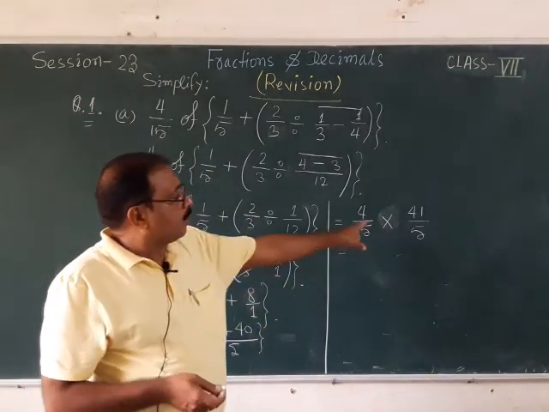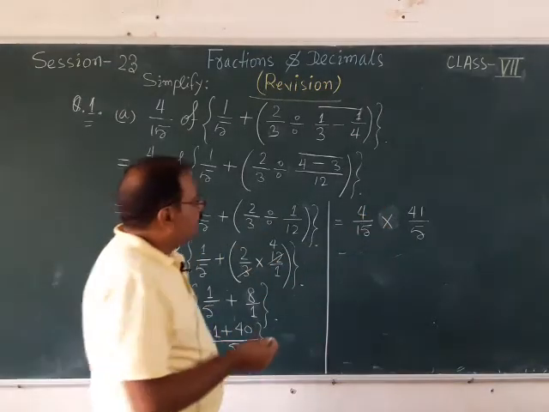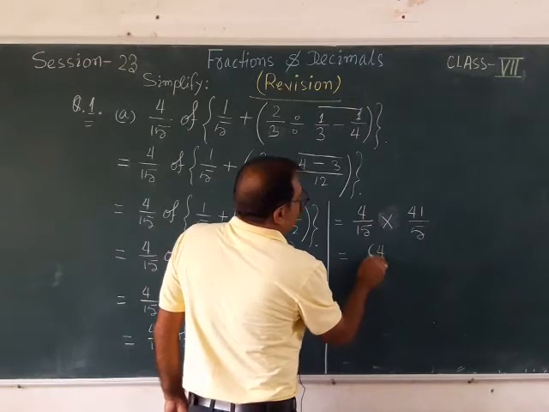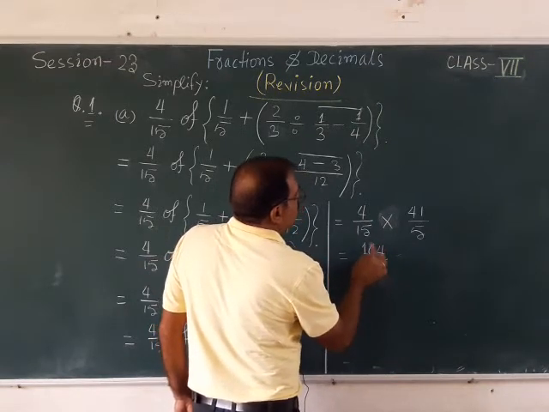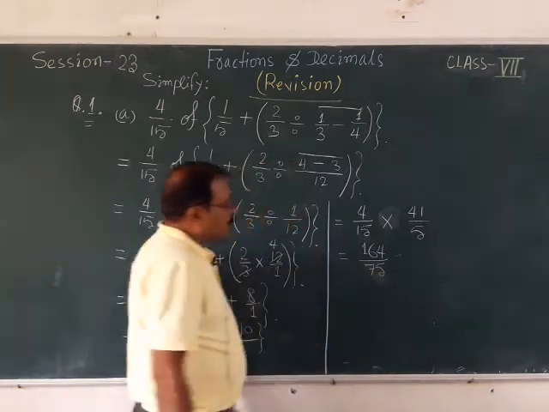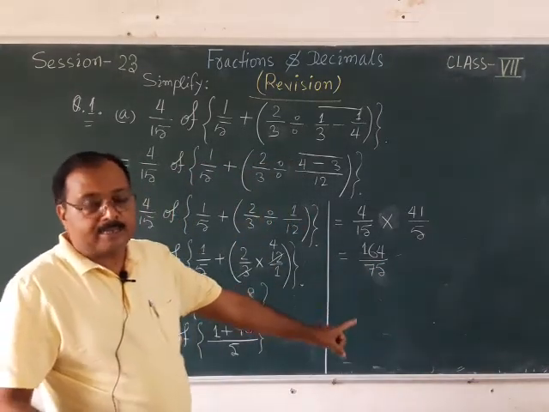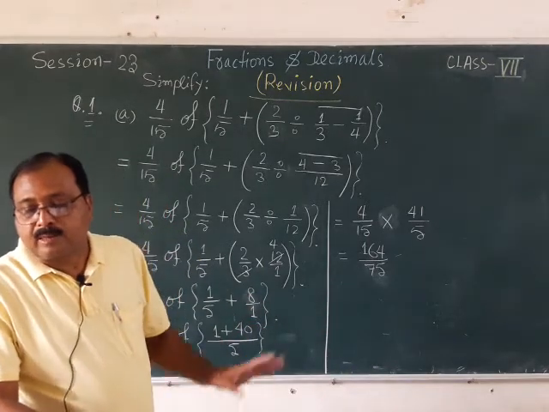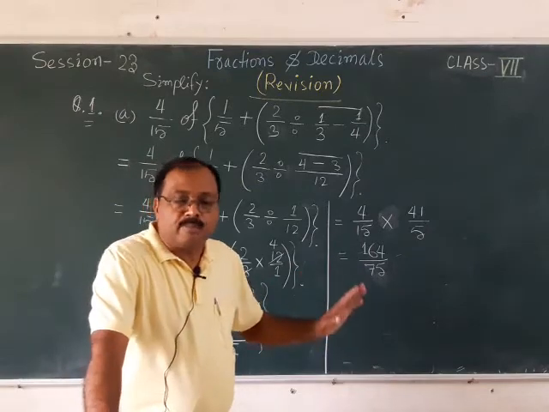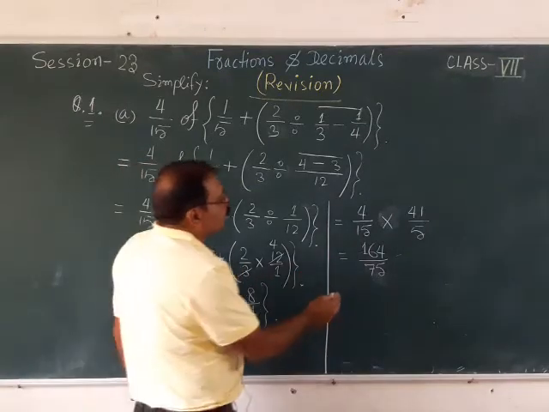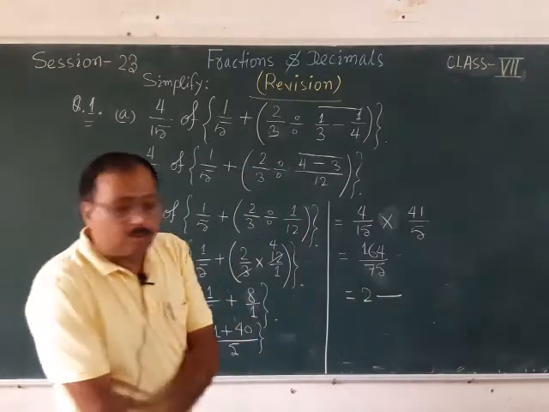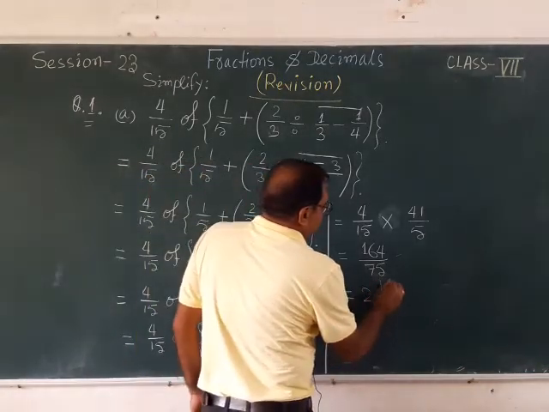So you need to multiply 4 into 41, that will give you 164. 4 1s are 4, 4 4s are 16, it is giving you 164, and 15 5s are 75. Now as you can see the fraction is improper, so you need to change it into mixed fraction. So when you will change it into mixed fraction, it will be 2 whole and 14 upon 75.